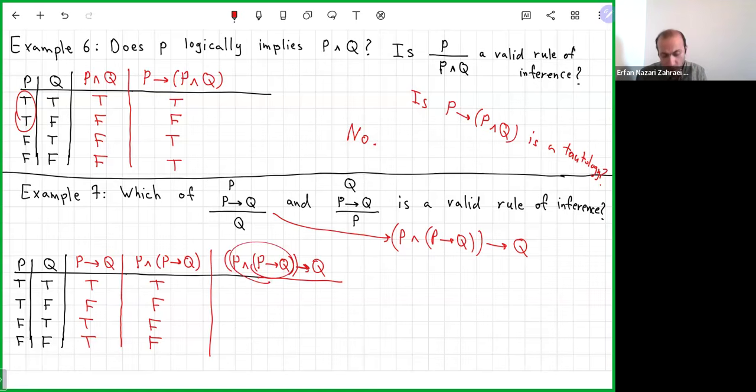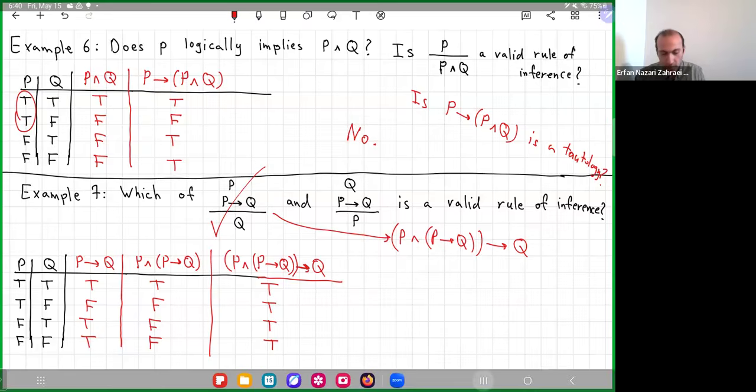Sorry, you have true here, but false here. Where do I have true there in this column? That's the only place that I have true. But then Q is also true. So I never have that this is true, but this is false. So I never have that this is false. So it is always true, and hence it is a tautology. Since this is a tautology, this is a valid rule of inference. So this is a valid one.